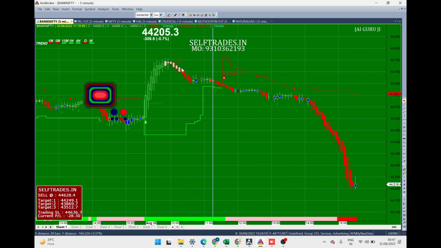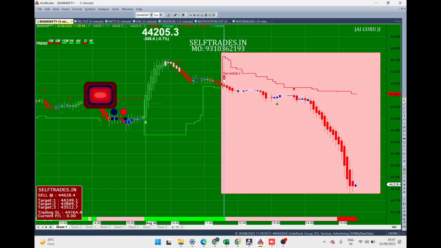Now at around this time, exactly at 11:40 am, we got a sell signal in Bank Nifty. Now if you can see, whenever we get a sell signal or whatever is the current signal, it is mentioned on the bottom left corner of our chart. You can look, it says selftrades.in, sell at the rate 44,628, target 1, target 2 and target 3 with a mentioned stop loss. If you look at the bottom left corner, the trailing stop loss at that time was 44,764.